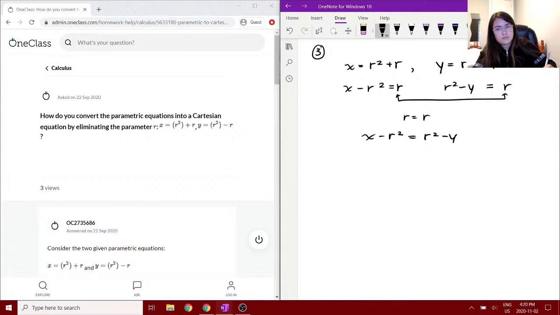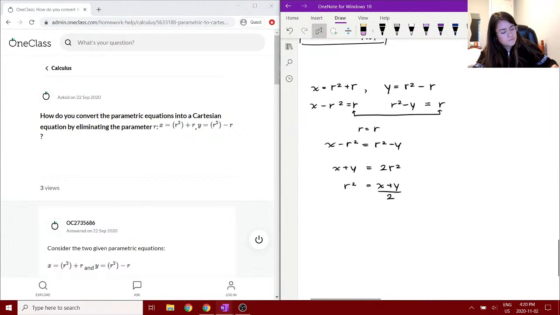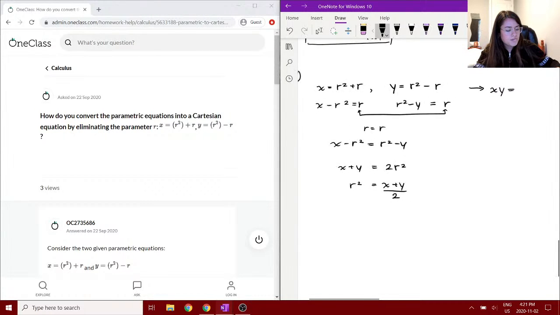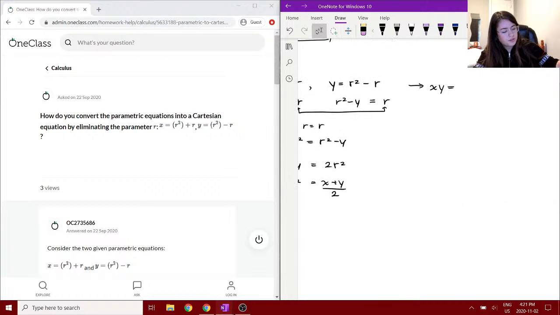So rearranging, we have x plus y is equal to 2r squared, and then we have r squared is equal to x plus y divided by 2. Okay, now that we have r squared, I'm also going to try to find out what the product of x times y is. And that will help us sub in for r squared. I think you'll be able to see a little bit better what I'm trying to say when I show you.